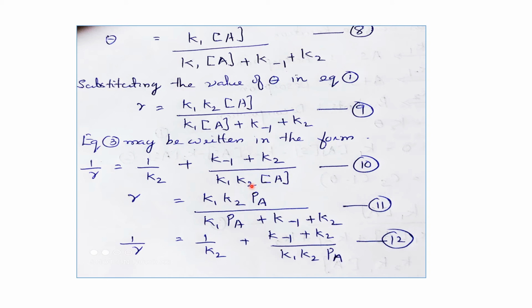Thus, equation 9 and 10 can be written as R equal to K1 K2 into PA divided by K1 into PA plus K inverse 1 plus K2, or 1 by R is equal to 1 by K2 plus K inverse 1 plus K2 divided by K1 K2 PA.